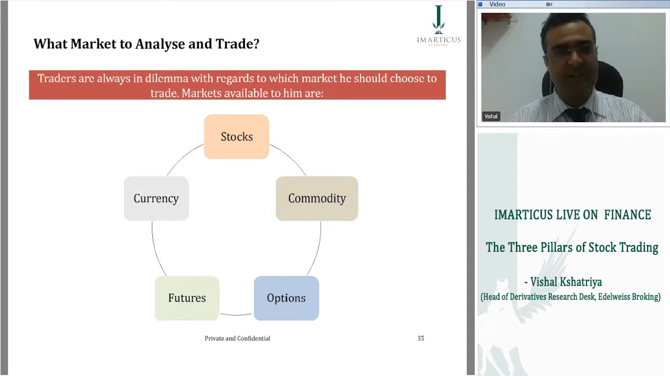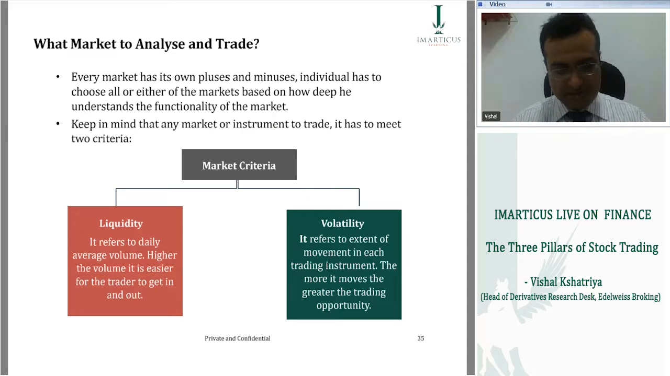A trader has to understand that he is a beginner, a learner. He has to stick to one market, analyze and master it, then go to the second market, then the third, then the fourth. One by one, he has to gradually evolve, but he has to fix one market at a time and get expertise and hold of it. Very importantly, how does a beginner decide which market to trade?